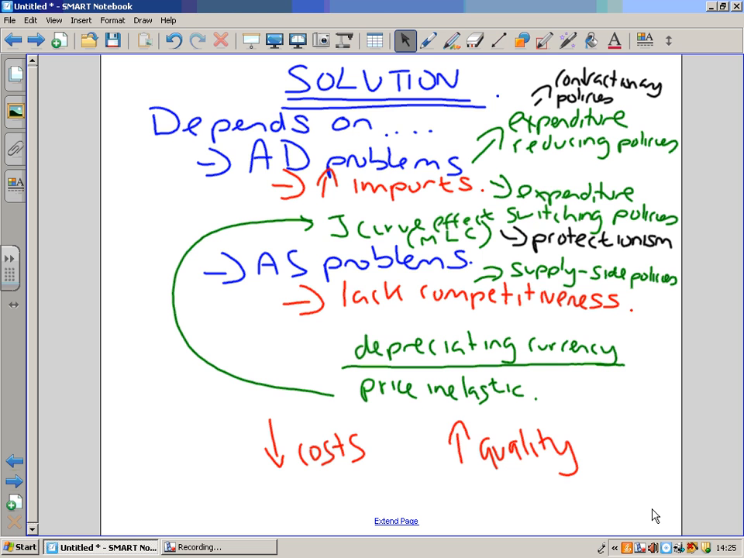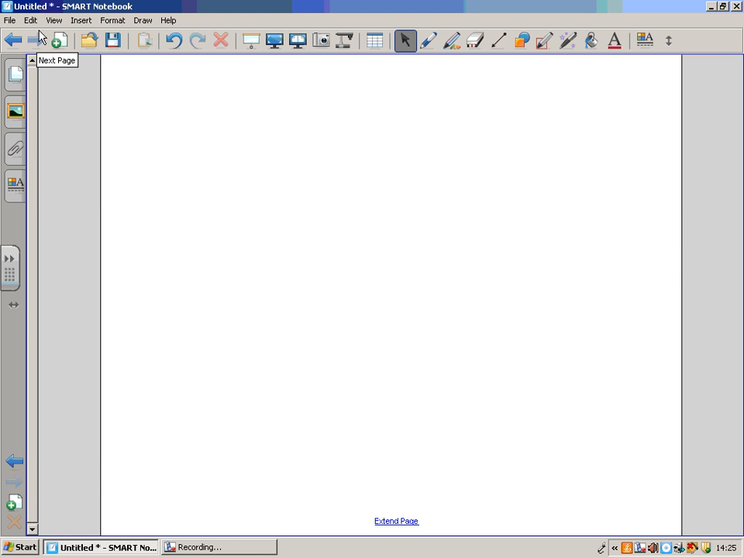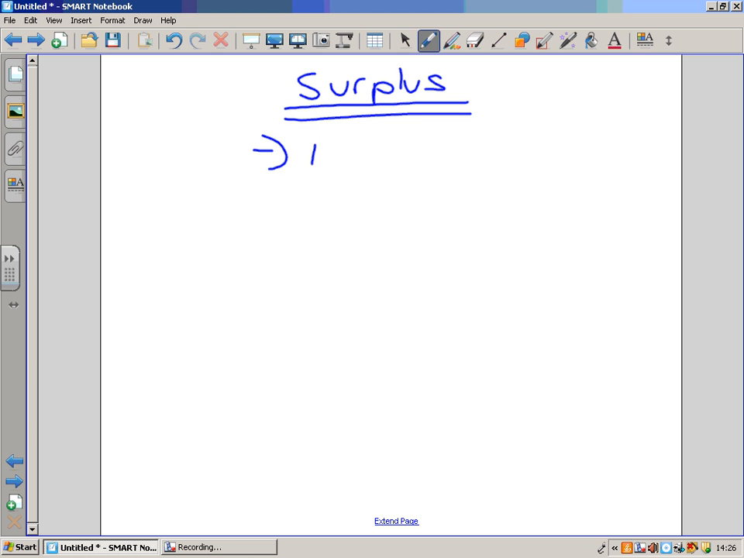Now, I want to end this presentation by talking about a surplus. Everyone always thinks that if you've got a deficit, your target should be to have a surplus, a trade surplus. That's not always the case, because what we find is a big surplus will lead to an appreciation of your currency. Think about why.